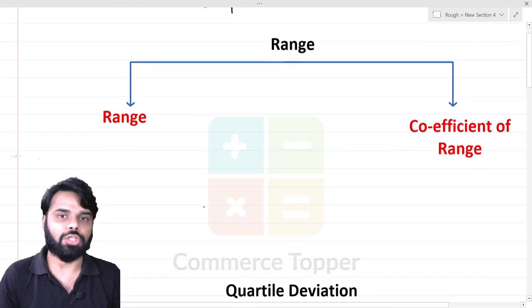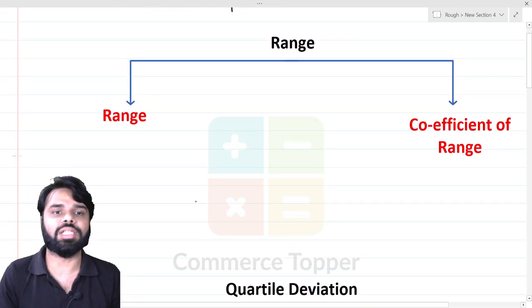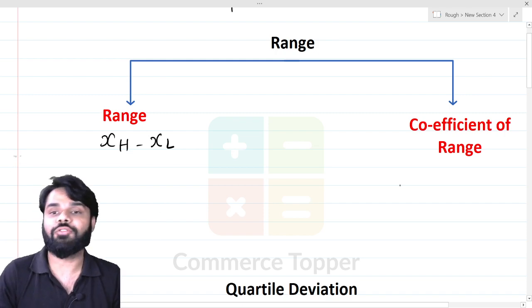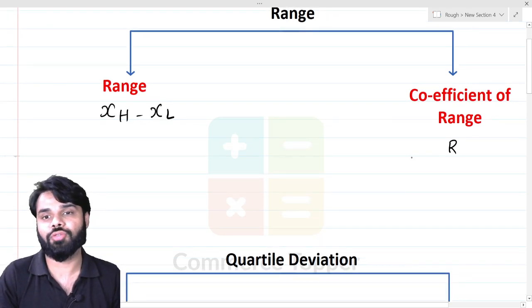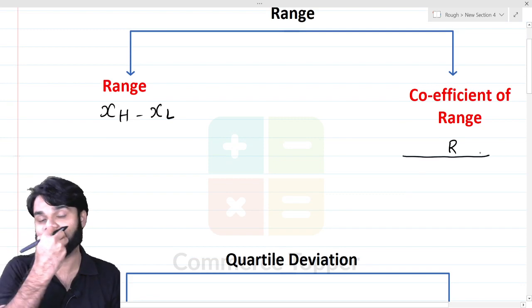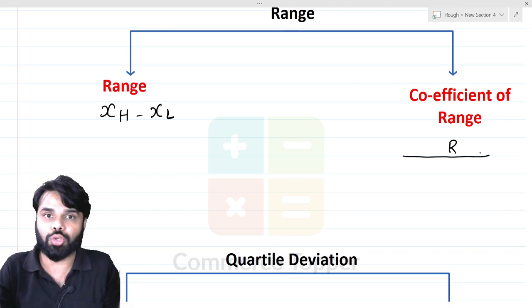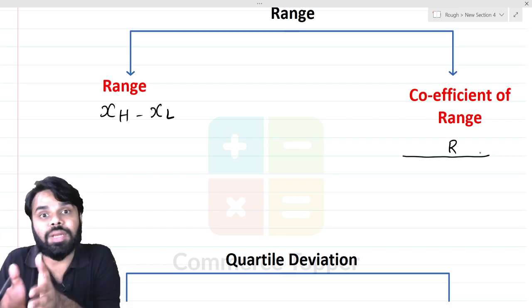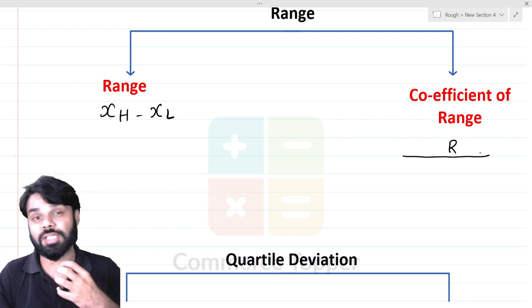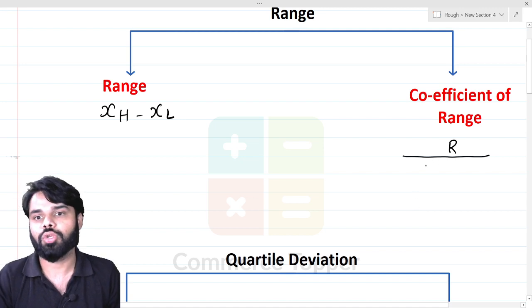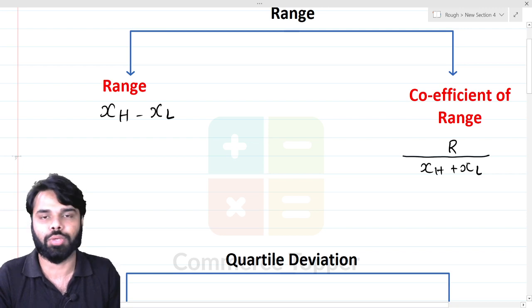Let's begin. What does range indicate? Range indicates the distance between the highest observation and the lowest observation. Then coefficient of range. What does coefficient of range indicate? It indicates, compared to the total range, what is the difference between the highest observation and the lowest observation, and what is the relation between them. So range divided by xh plus xl.